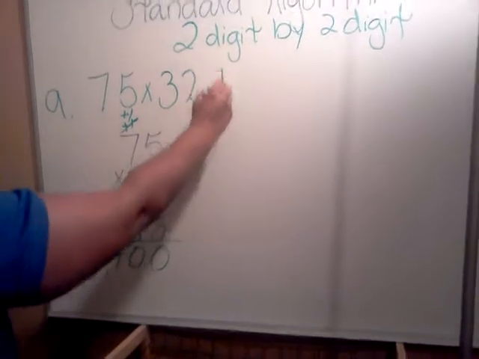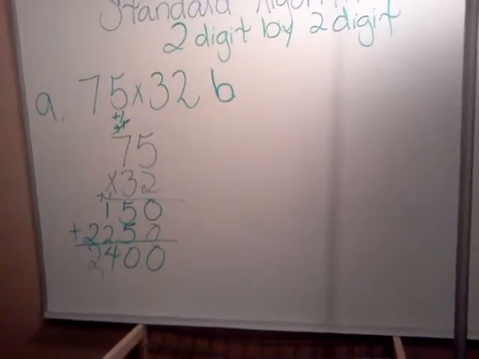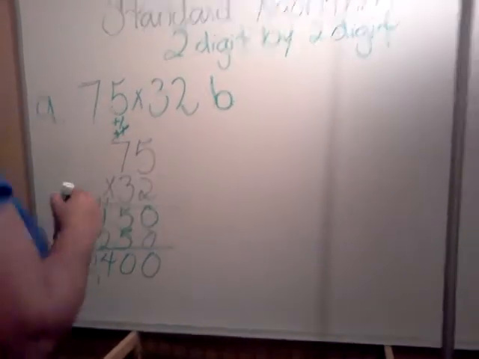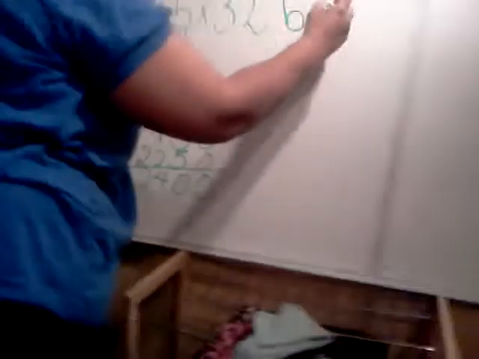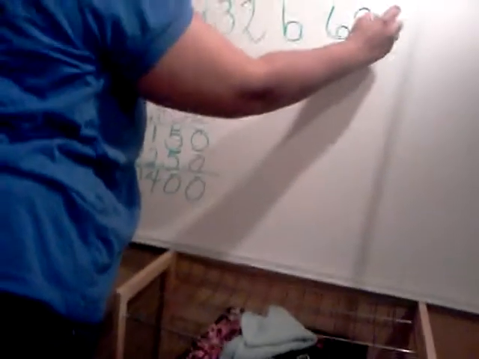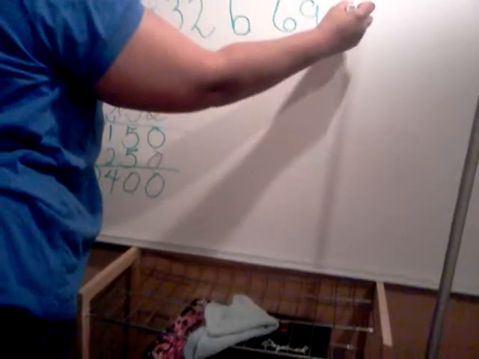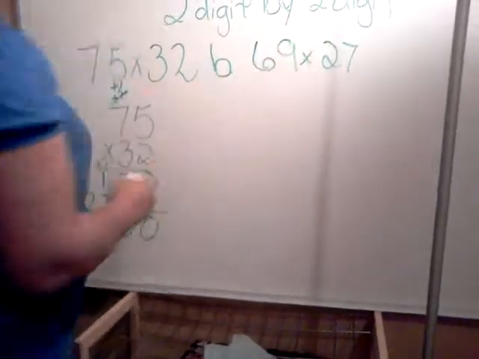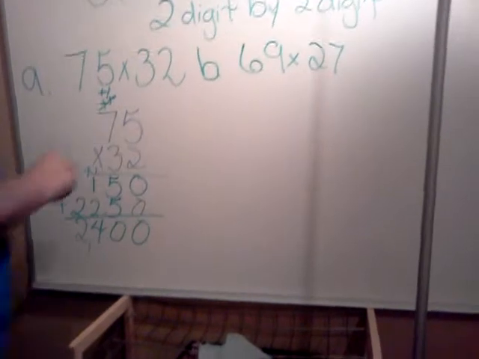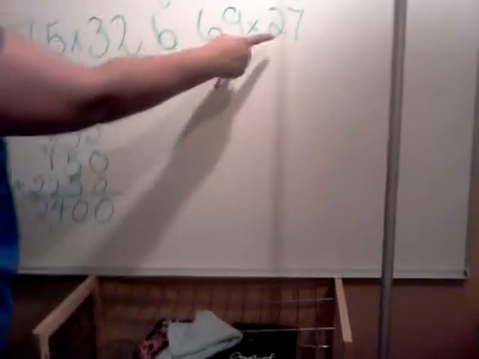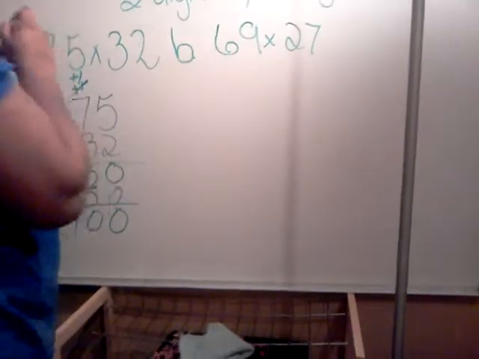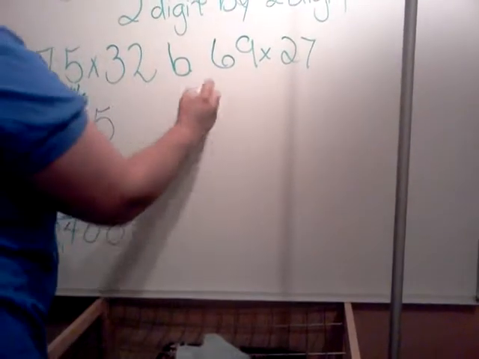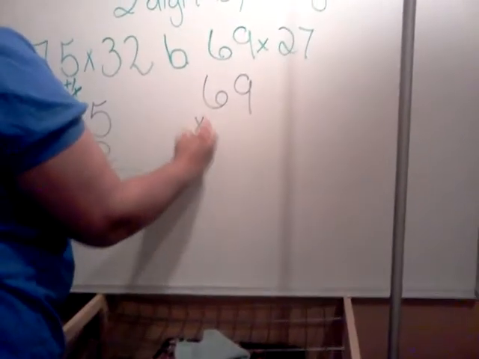Let's do B. We'll go faster. B will be 69 times 27. Before you do anything, you need to line this up using place value. So we'll have 69 times 27.